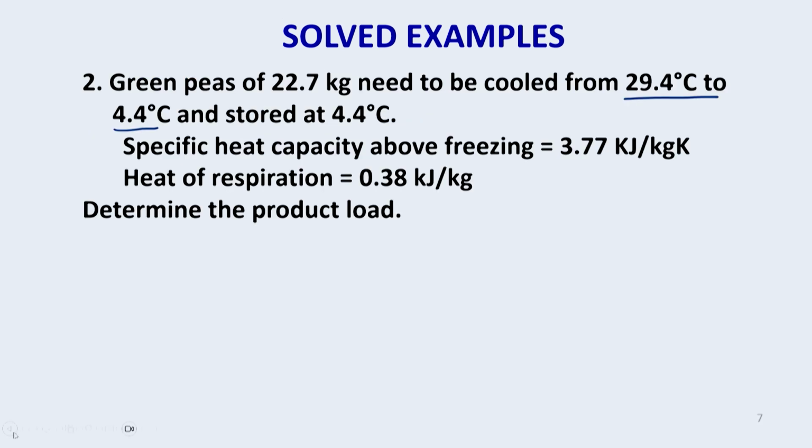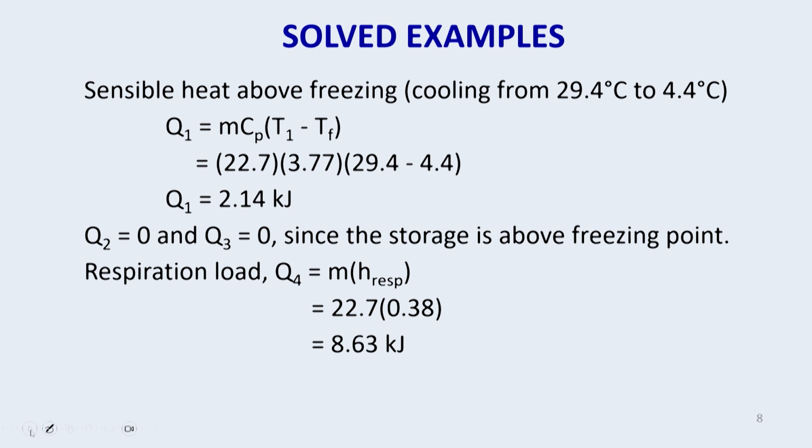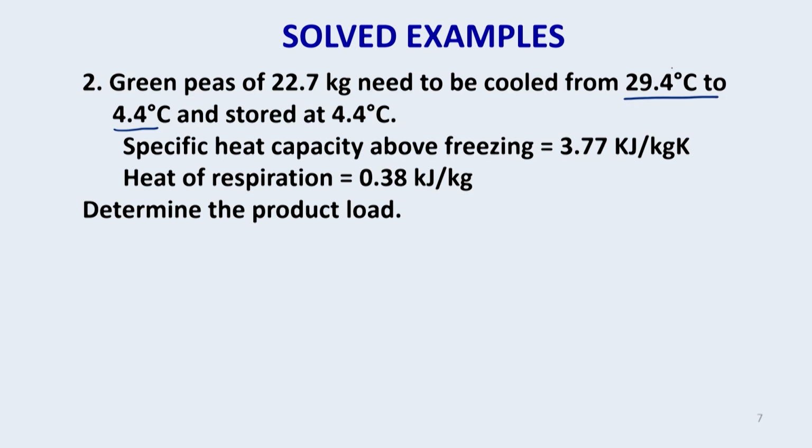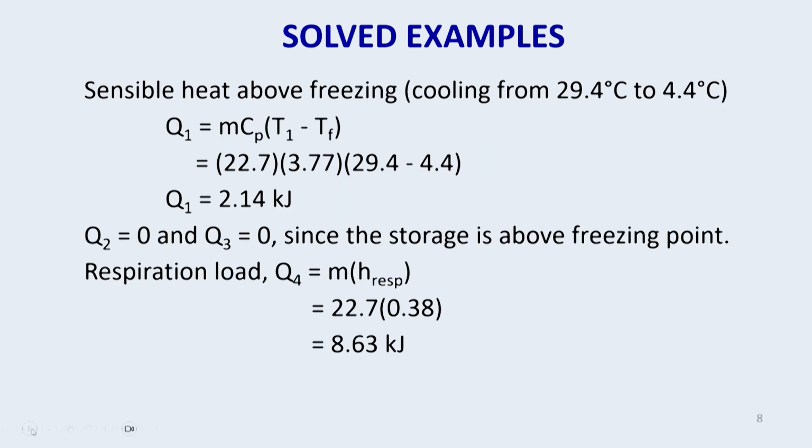We have to determine the product load. T1 is given as 29.4 and the product has to be cooled up to 4.4. It is not TF, it is just above freezing. Since the cooling process is done above freezing, and the formulas for above freezing use T1 minus TF, let us use the same notation.